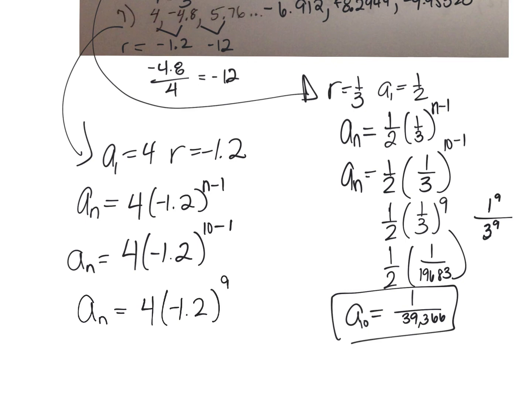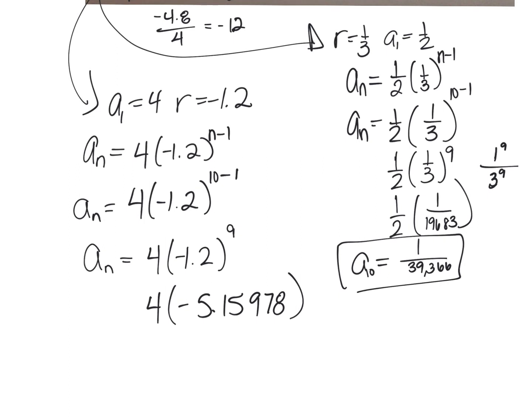Because my problem is in decimals, I can just use the decimal. Negative 1.2, and I need to put that in parentheses, to the 9th. Should that number be positive or negative? It's negative because a negative to an odd power is negative. So use those self-checks. I get negative 5.15978. I'm going to have to round at that point. Times 4 is negative 20.6391, and it keeps going.